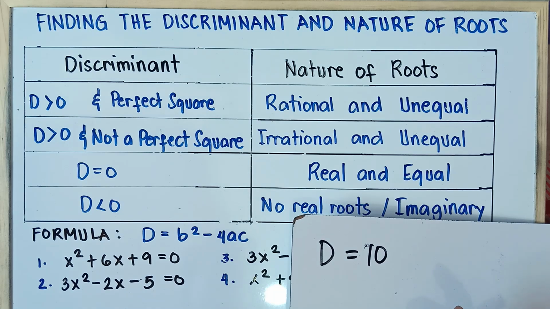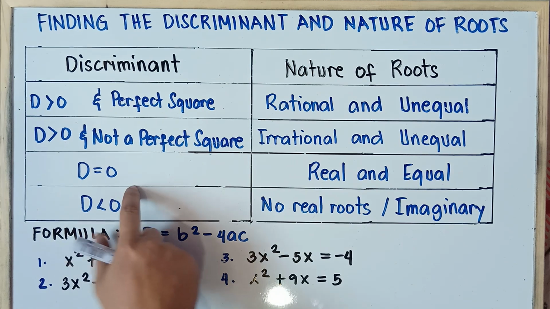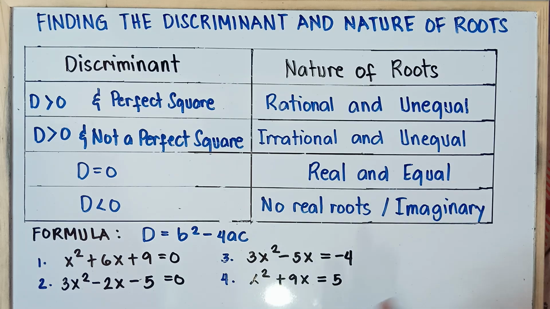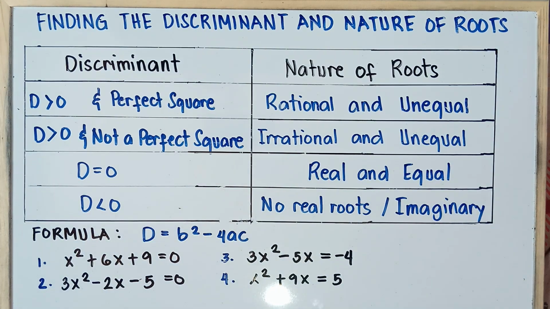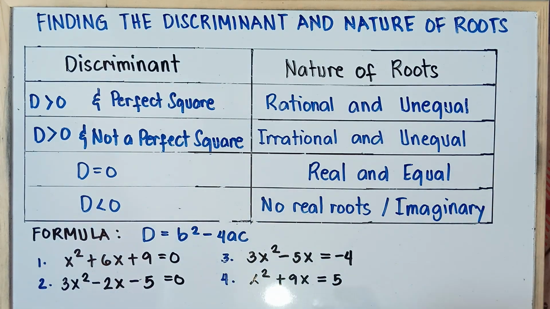Simple as that, class. So when you solve for the discriminant and your answer is 0, example, D is equal to 0, the nature of roots would be real and equal. Simple as that. Now, if your discriminant is less than 0, what are those numbers less than 0? That's correct, those are negative numbers. So if your discriminant is a negative number, there will be no real roots, or the roots are imaginary. Simple as that, class.